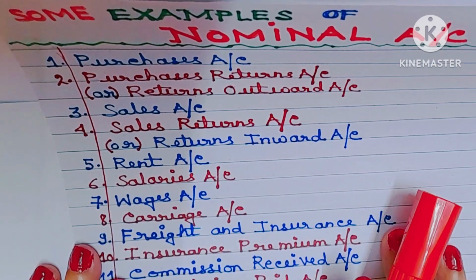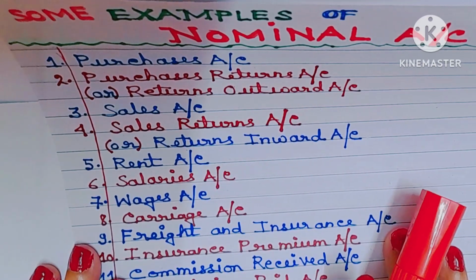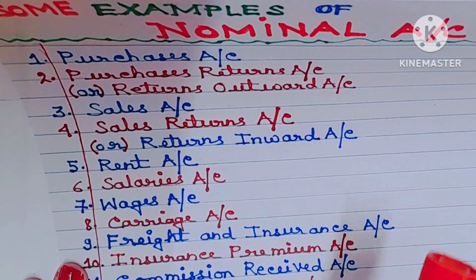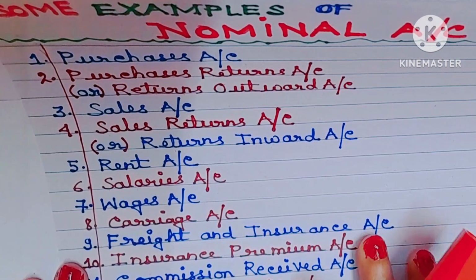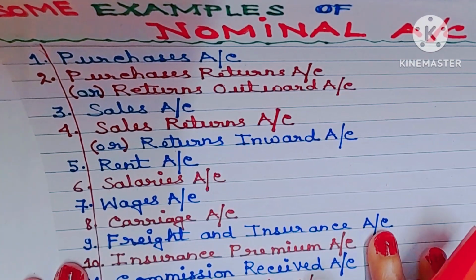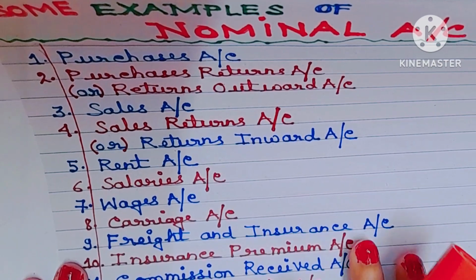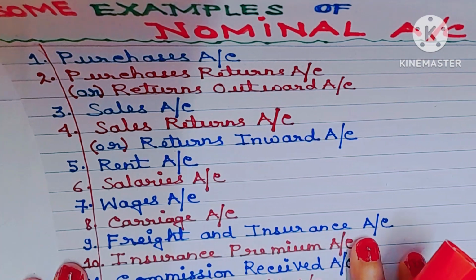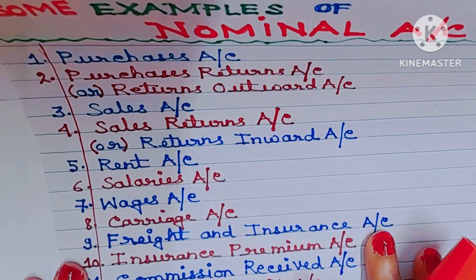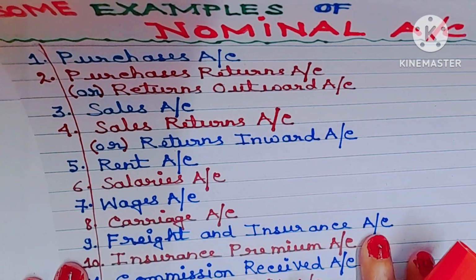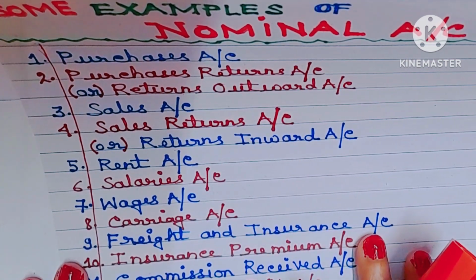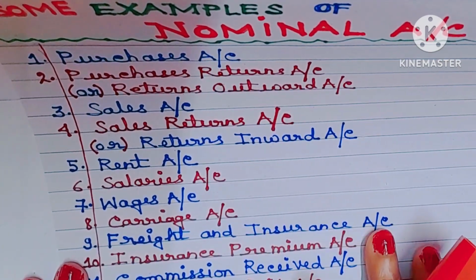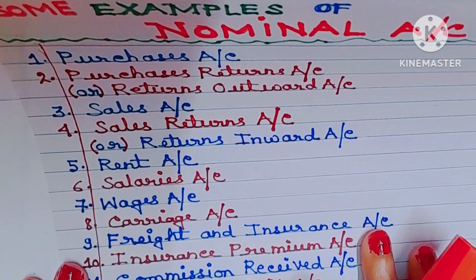But the problem is goods are purchased by the business for resale. So goods are in the business till they are being sold. When goods are sold, the physical existence of goods is not there anymore. Please remember, goods are in the business till they are being sold. After being sold, goods have no physical existence in the business. So I feel purchases account should be treated as nominal account and not real account. Okay? So purchases account and sales account should be treated as nominal account.